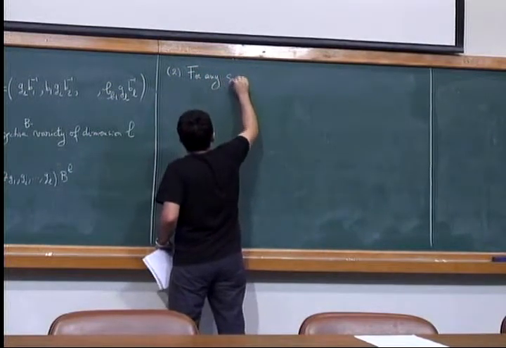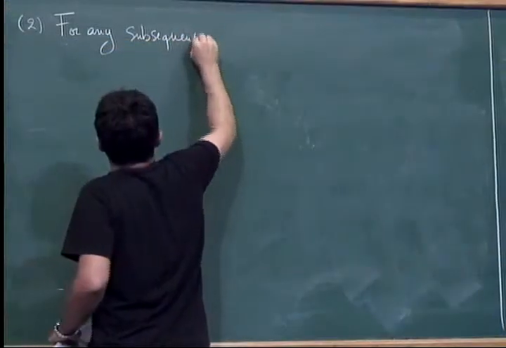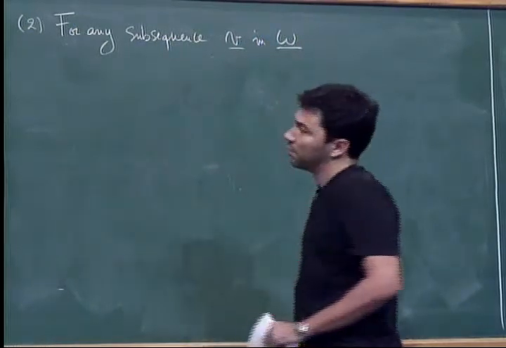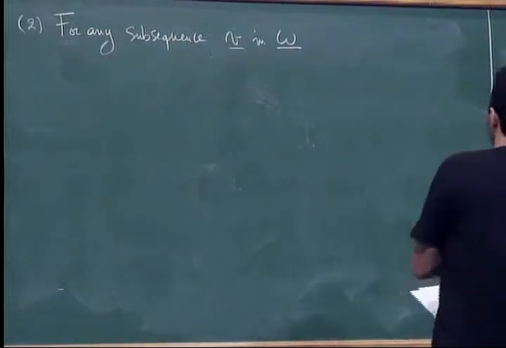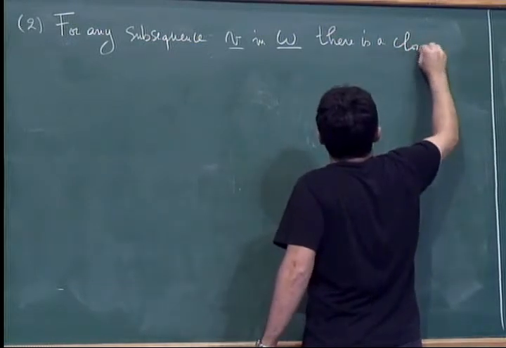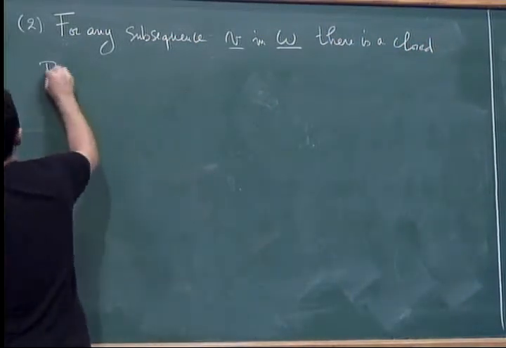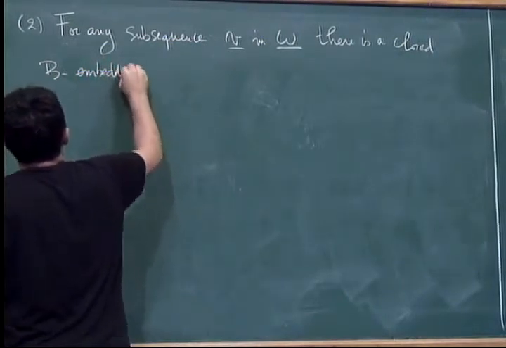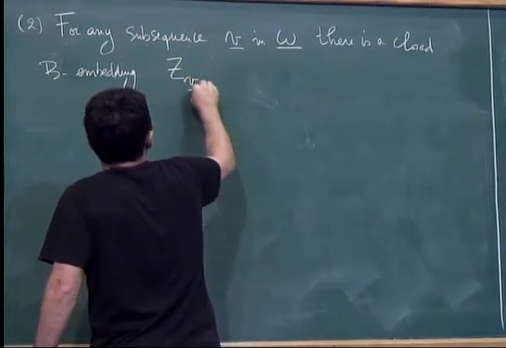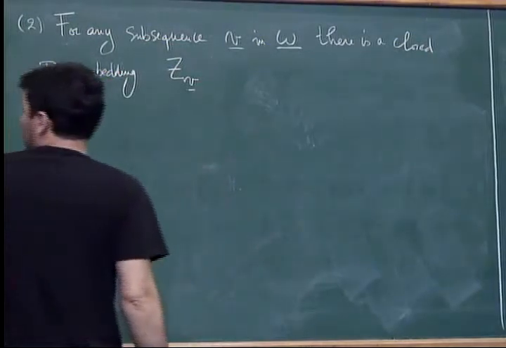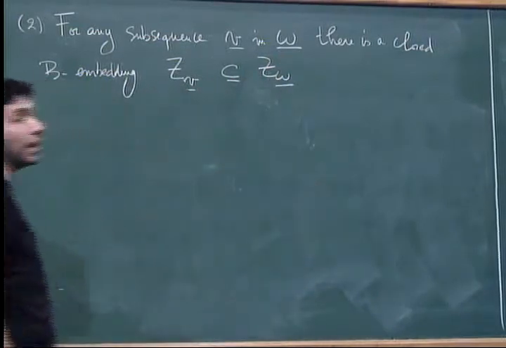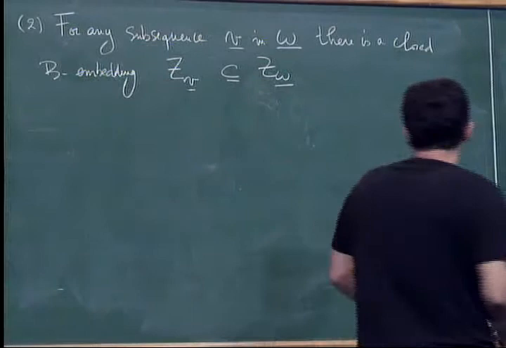For any subsequence V in the reduced decomposition of W, so you consider an ordered subsequence, there is a closed B embedding of the Bott-Samelson-Demazure-Hansen variety attached to V into Z omega. So it's easy, at least to describe this embedding.